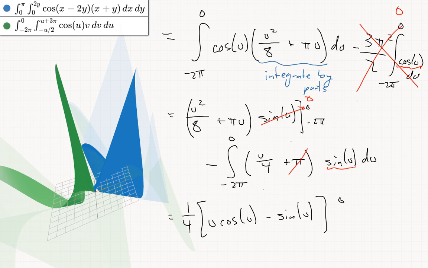And that is 1/4 times u cos u. You'd either do one last integration by parts or just look this up in an integrals table. So the antiderivative is 1/4 of (u cos u minus sine u), evaluated at 0 and at negative 2 pi. At 0, both terms will be 0. And we take negative 2 pi. This will be 2 pi over 4, so pi over 2.